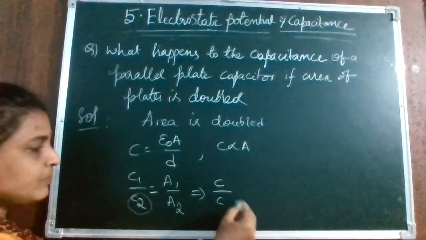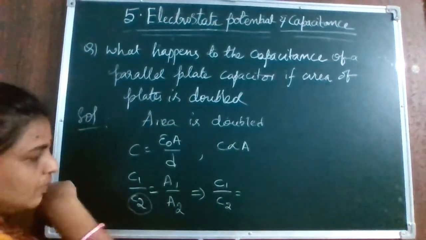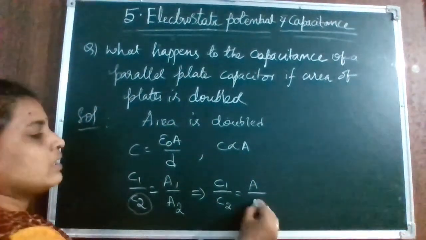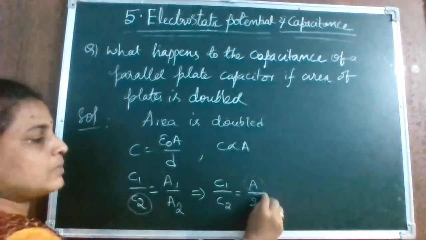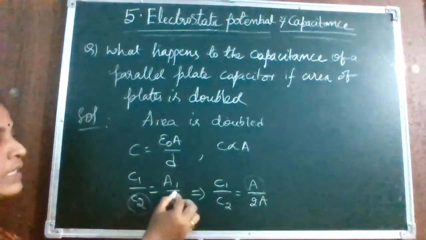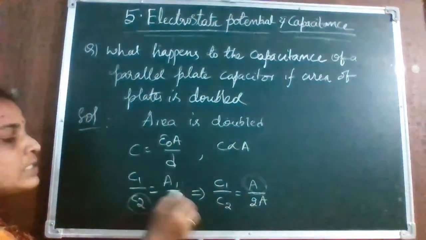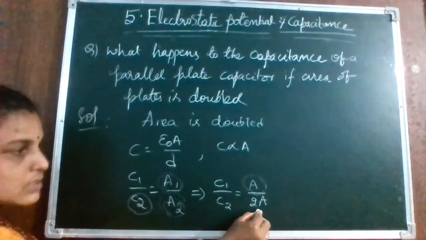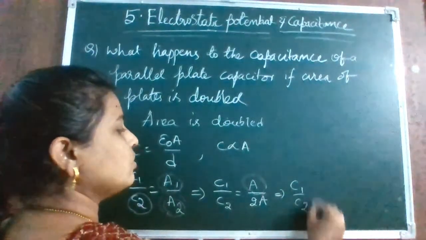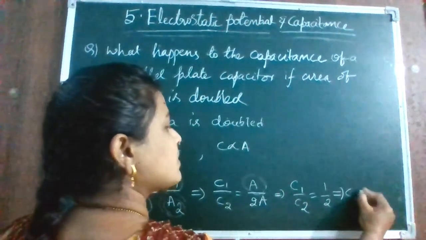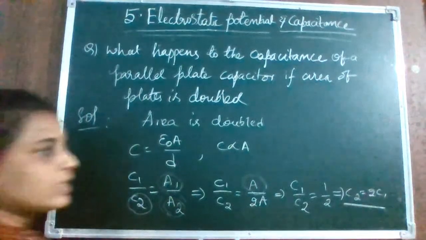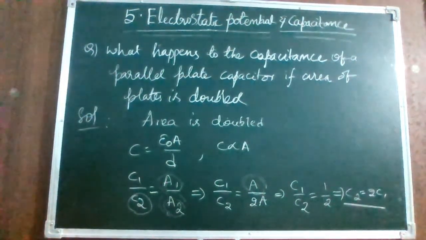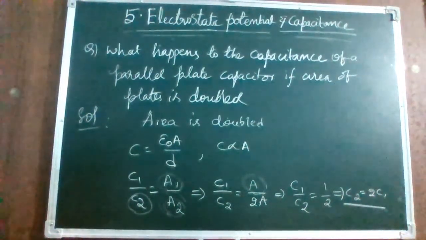That gives the resultant capacitance C2. Suppose before doubling, the area of the plates is A, and the area is doubled to 2A. It increased by 2 times. So if this is A, then this is 2A. So we got C1 by C2 equals 1 by 2, which gives C2 equals 2C1. So what happens to the capacitor? The capacitance also doubles, as capacitance is directly proportional to the area of the plates.